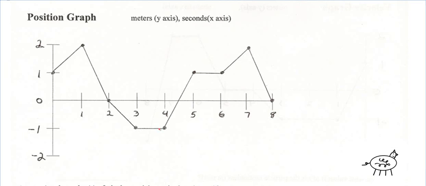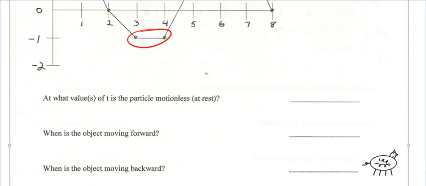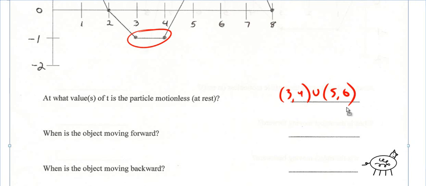Well, it's at rest right here and right here, right? It's not moving. This bottom one is at -1 mile, and the top one is at +1 mile. So let's fill it in. Between 3 and 4, it's motionless. Union 5 and 6. Okay.